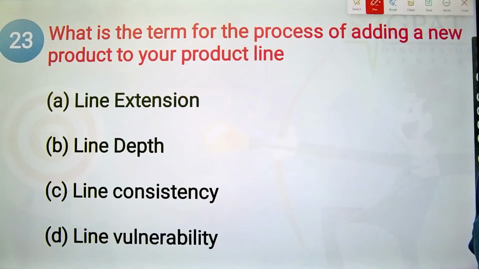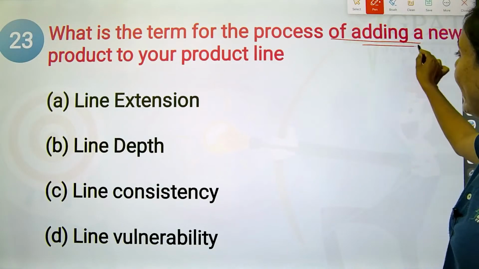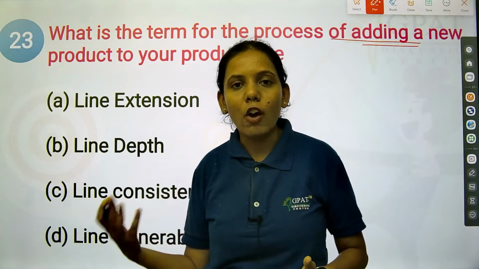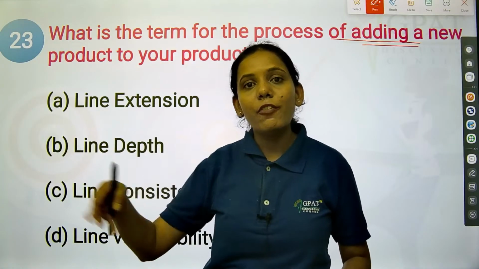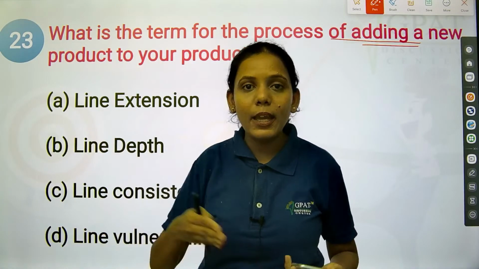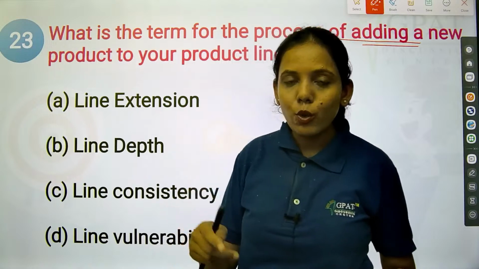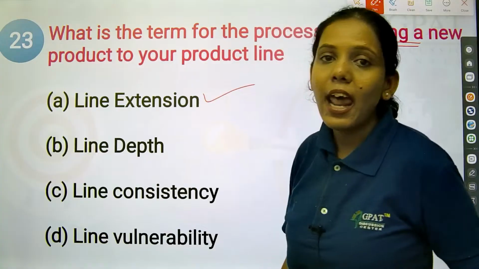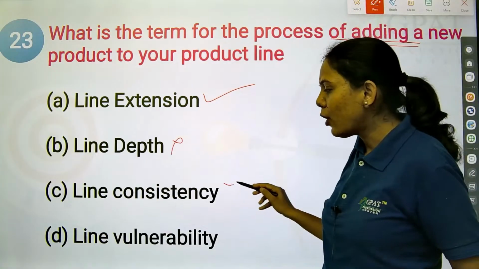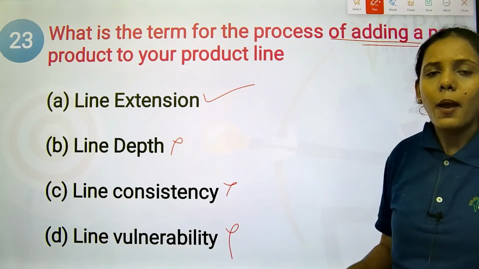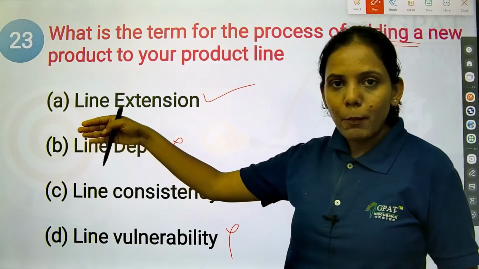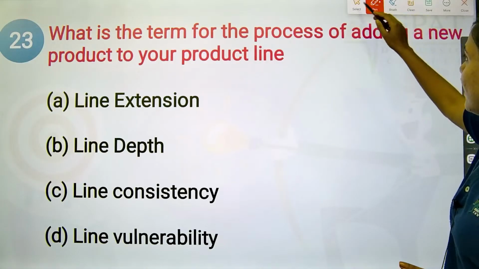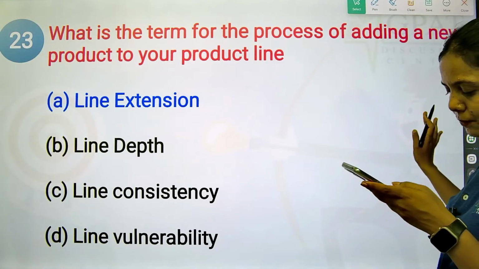Next question is, what is the term for process of adding a new product to your product line? Very simple. For example, if any coffee company is adding different flavors in their same product, that means they are extending their product. So definitely it will be line extension. It is not about depth or consistency or vulnerability, because they are increasing their product, we call it extension. Adding is there, so option A, line extension, is the right answer.